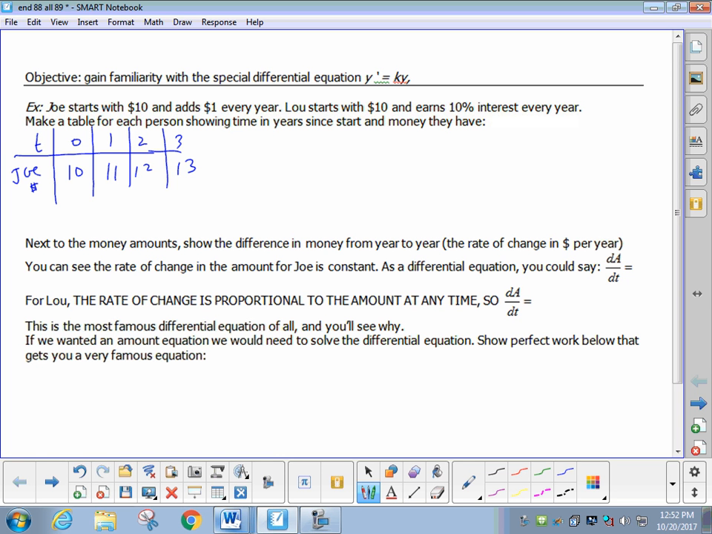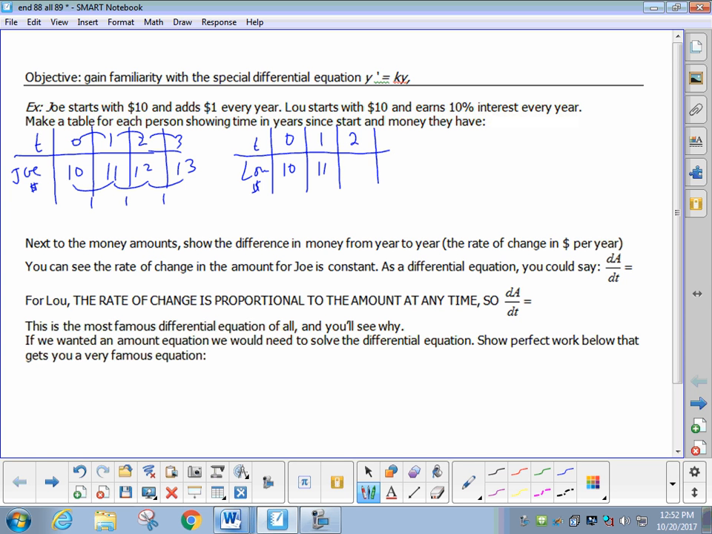All right then. We can see in a table a rate of change is constant if the change in y over change in x ratio is always the same. All right, so that's linear. Good enough. Lou here is much smarter with his money, and he invests with 10% interest earned. Let's start with time 0. He has $10. At time 1, he has $11.